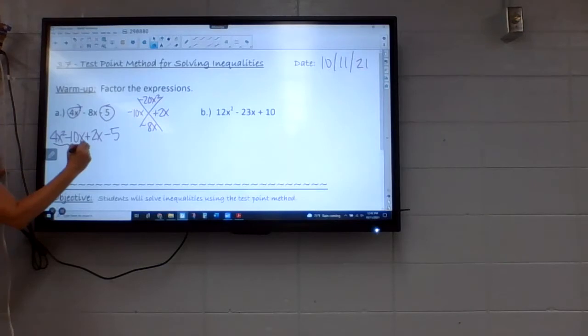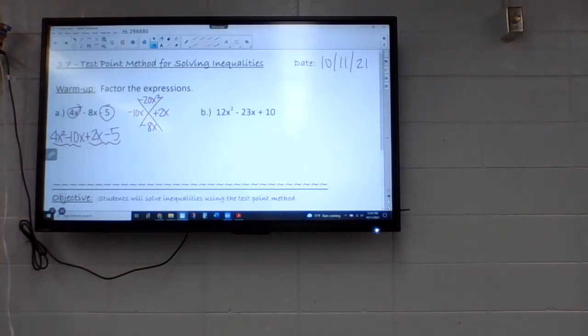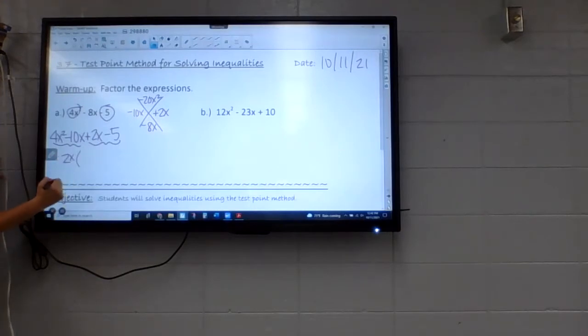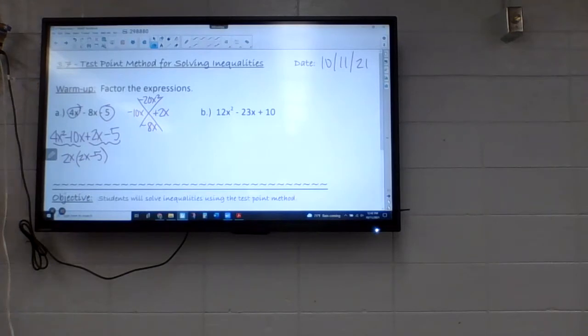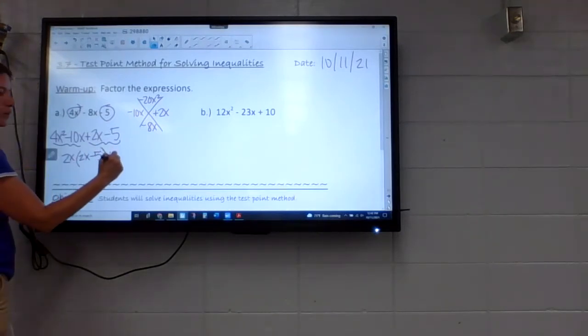So when I go to factor this, I factor 2 terms at a time because that's our grouping factoring. Out of these 2, I can take out a 2x. I'm left with 2x minus 5. Out of the second 2, I can only take out a 1. There's nothing common, so I'm going to put a 1 as a placeholder.